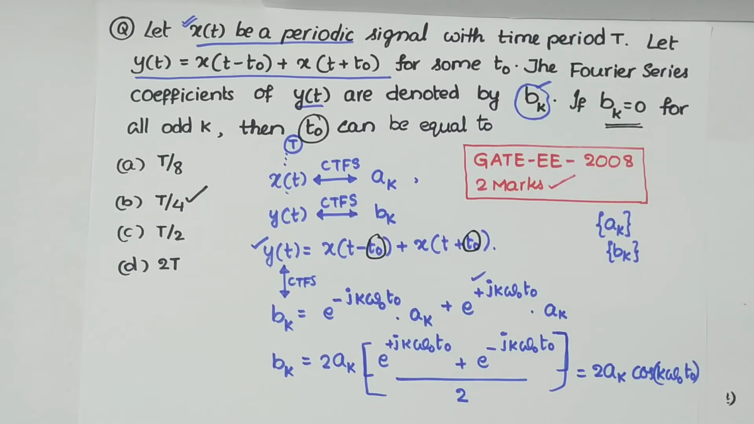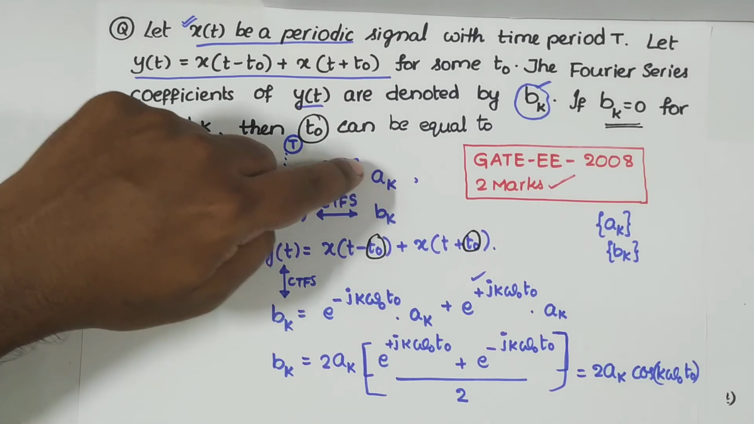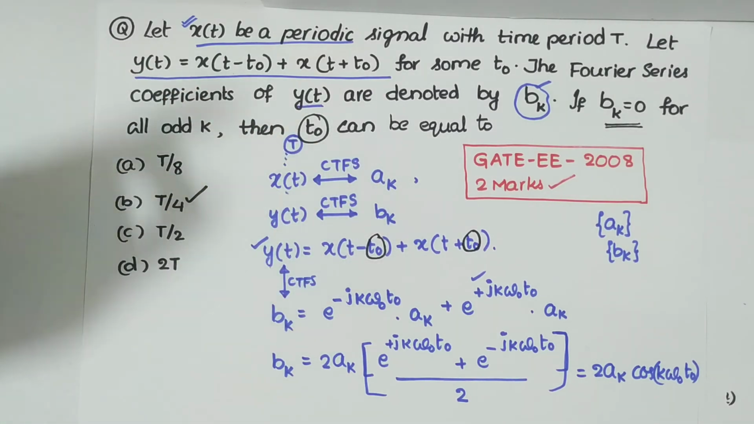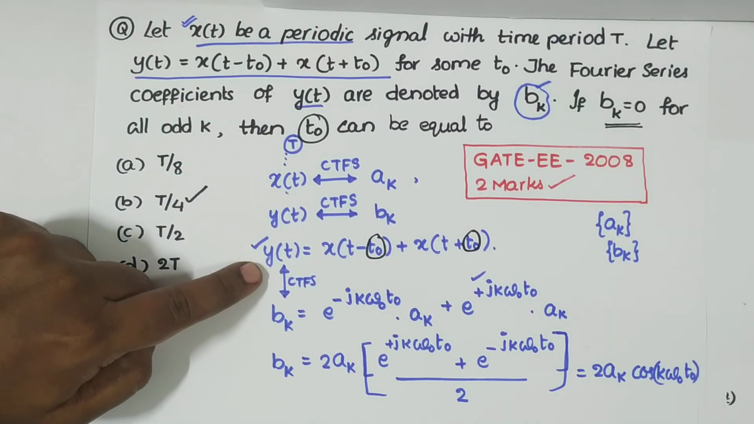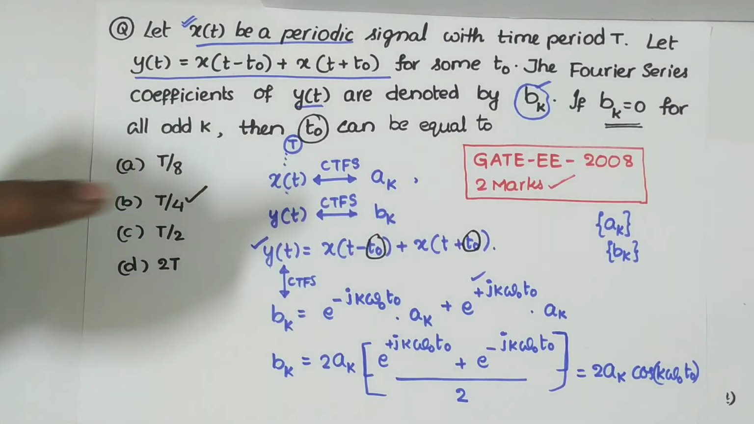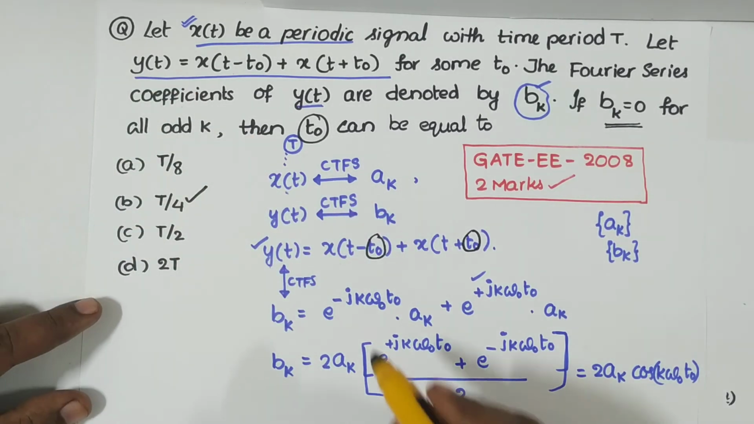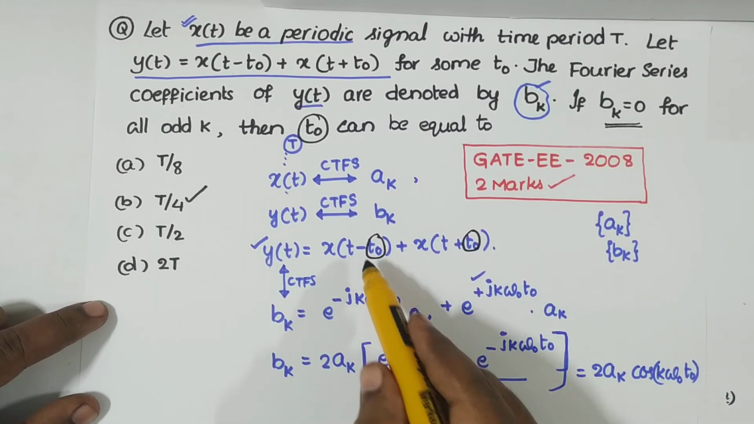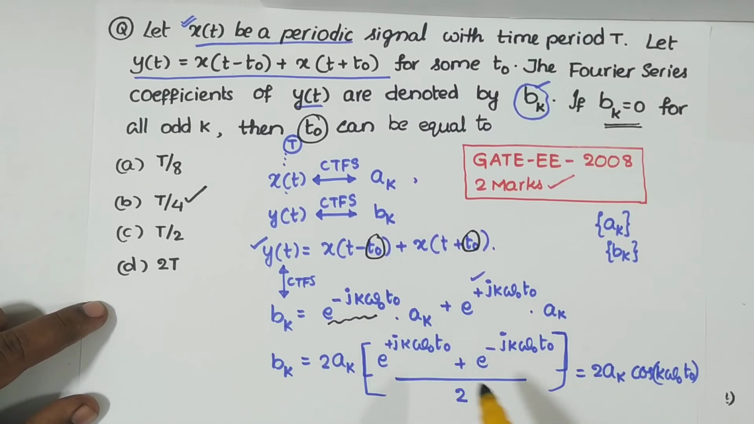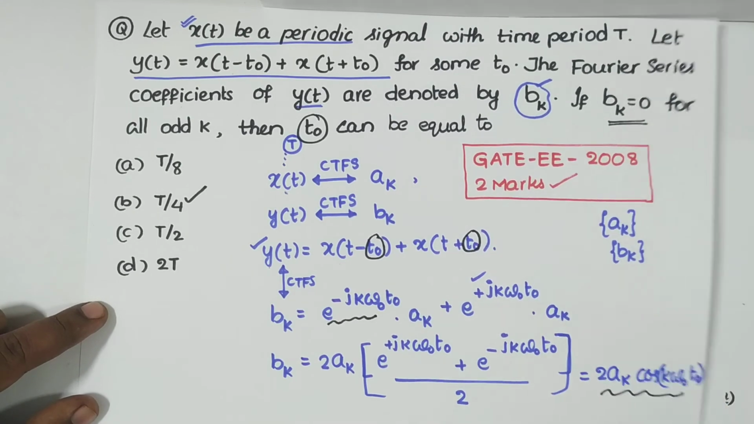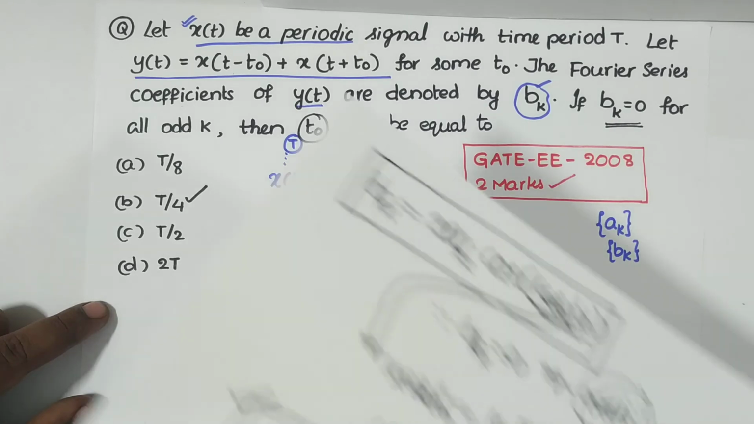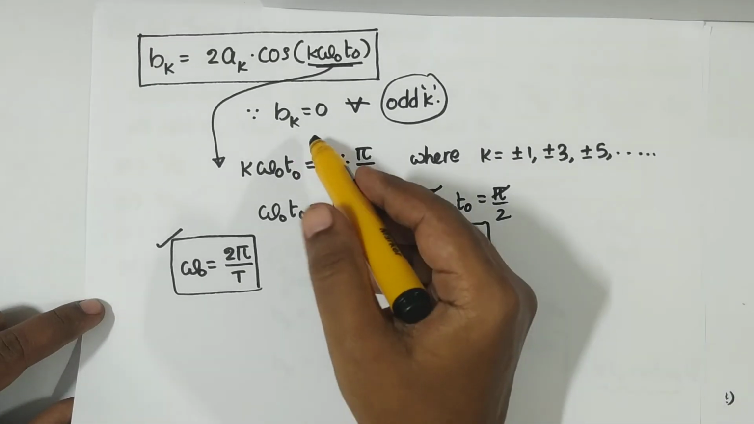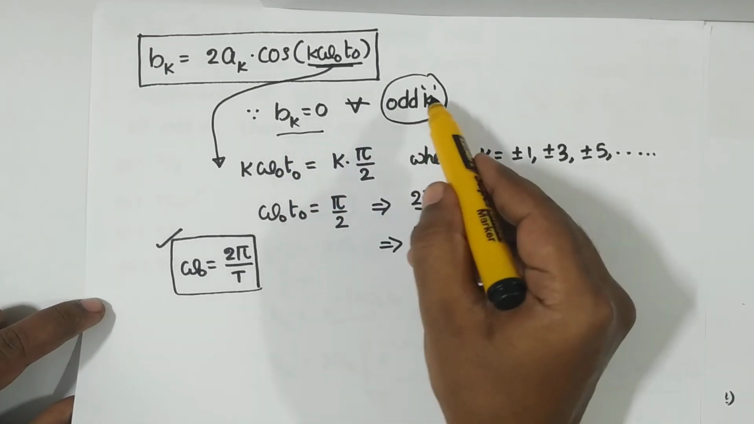So what did we do? Simply we assumed x of t has Fourier series coefficients a_k, and y of t has b_k as given. So y of t is a linear combination of shifted forms of the input, I mean x of t. Simply we used the property of Fourier series. So shifting here becomes multiplication by an exponential times a_k. So this is what we have done, and we have constructed Fourier coefficients for y of t, and we obtained this. Now he gave this one, b_k must be 0 for all odd k.